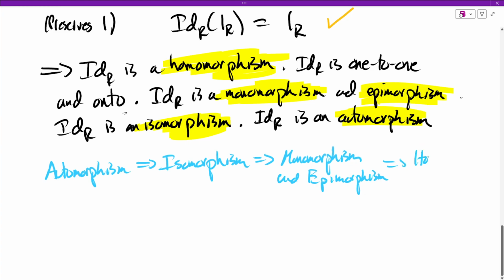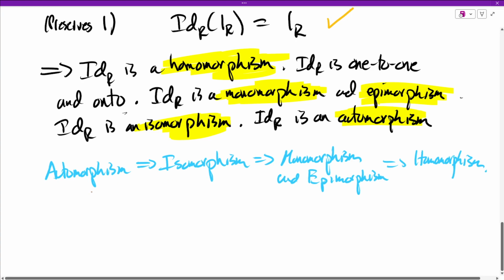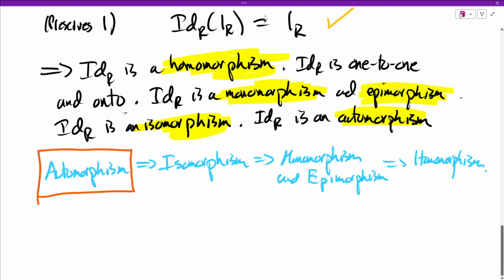Implies homomorphism. So what would be the best orphism to describe the identity? The best is sort of the strictest one. And so we would say, in this case, the identity is an automorphism, because when you say that, it implies all of these other ones.